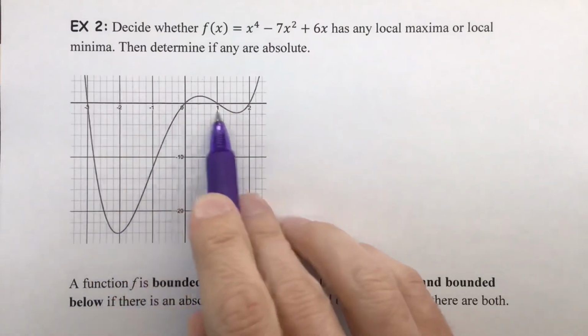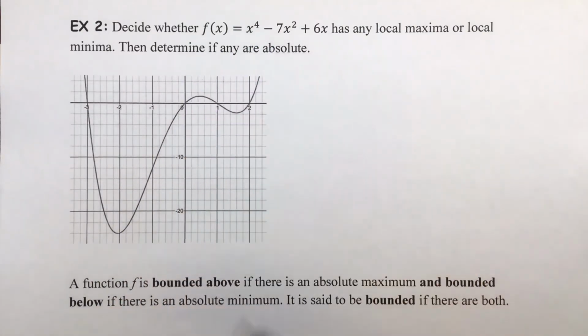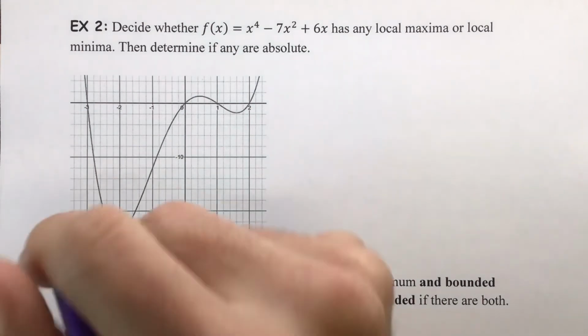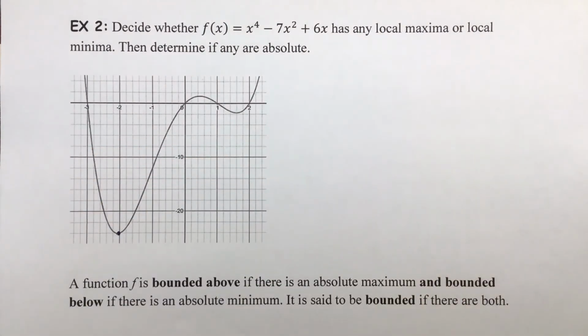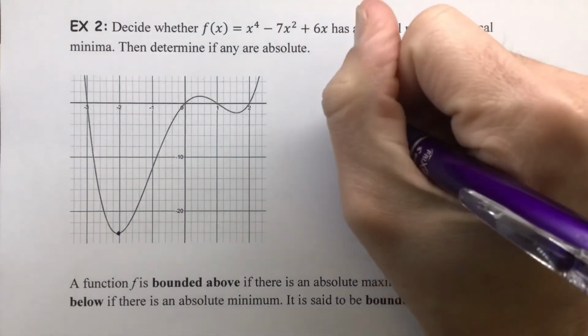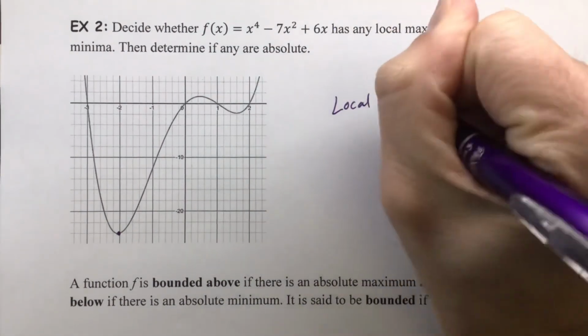All right, example 2. This is a picture of the graph that goes with the function f(x). What we want to do is decide if it has any local maxima, local minima, or if it has anything that is absolute. So to do this, we basically look at any peaks or valleys, like this point here. Okay, we have a low point there. That would be a local minimum.